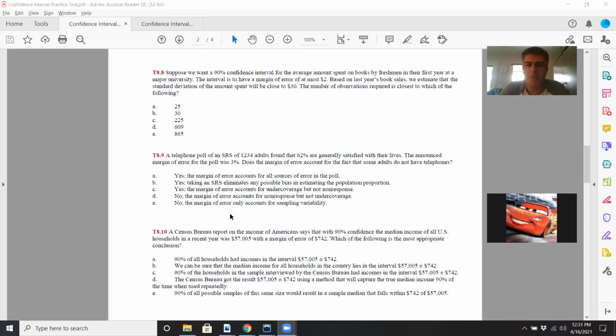For number 8, suppose we want a 90% confidence interval for the average amount spent on books by freshmen in their first year at a major university. They also want a margin of error of at most $2. Based on last year's book sales estimate, the standard deviation is 30. So again, we kind of saw this already. The 1.645 is the z-score for 90%. You can just do a quick Google search for that. You're given the standard deviation, so you're going to do sigma over root n, and you want your margin of error to be at most $2. So 2 is going to be bigger or equal to that value.